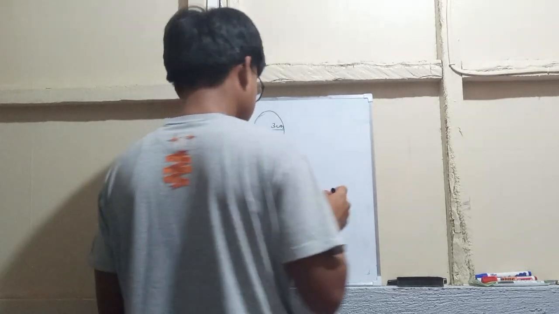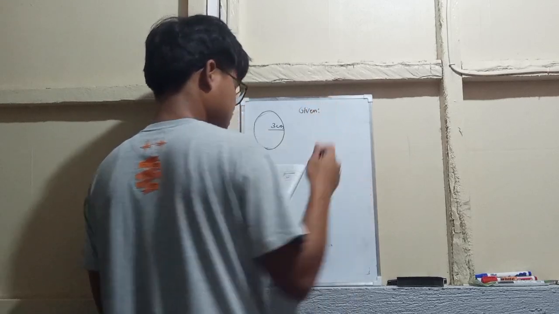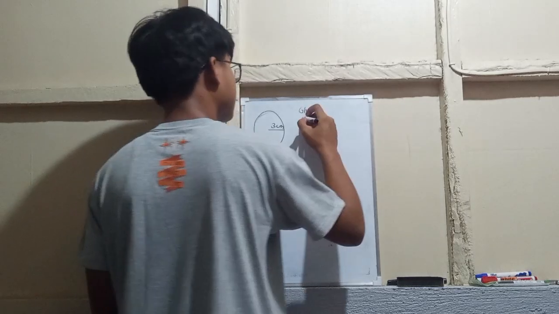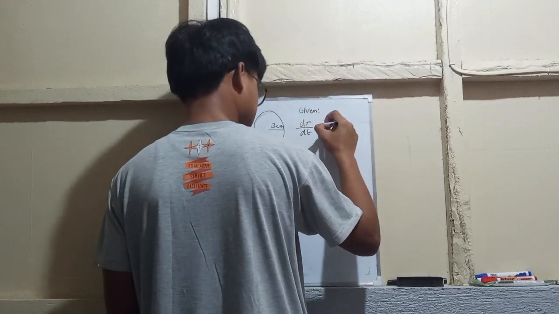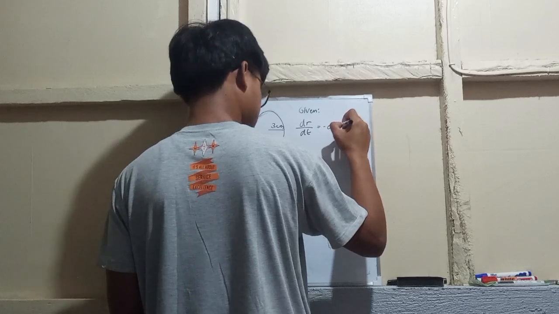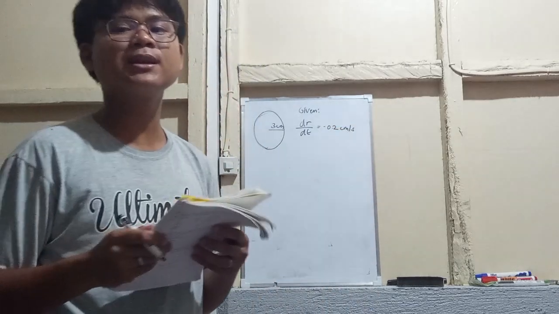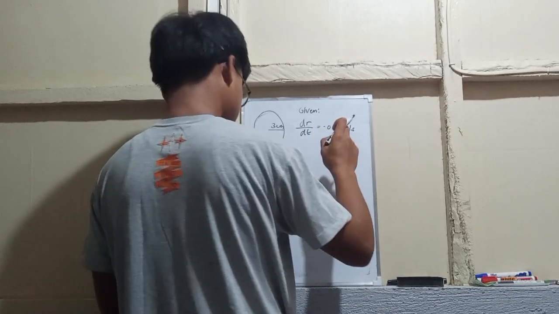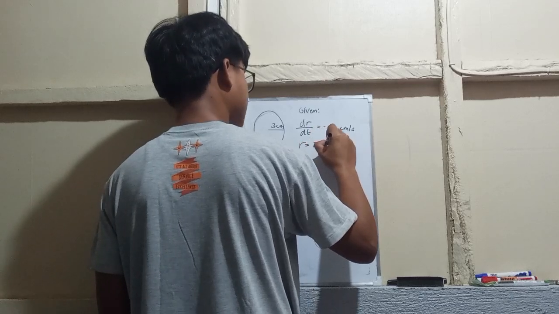Then we'll identify the given that is said in the problem. So we have the rate of the radius as negative 0.2 centimeter per second. Since it is shrinking, we'll have the negative sign on this. So r is equal to 3 centimeter.